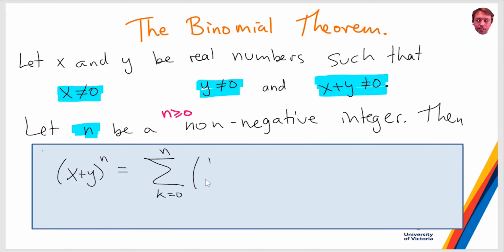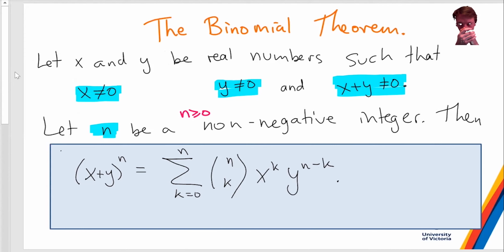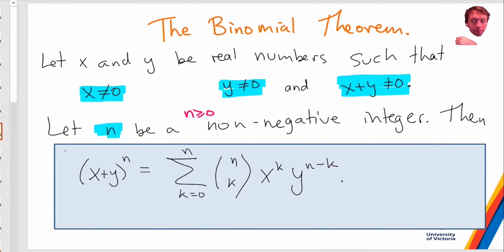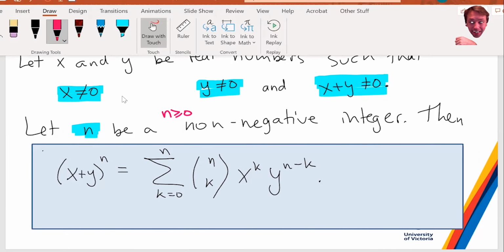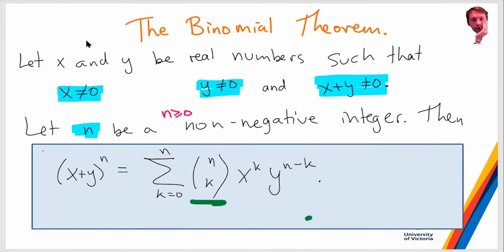So what the binomial theorem says is that x plus y to the n is the sum from k equals 0 up to n of n choose k, x to the k, y to the n minus k. Which may not seem like it has anything to do with counting, but we'll see that this is actually a very valuable result.